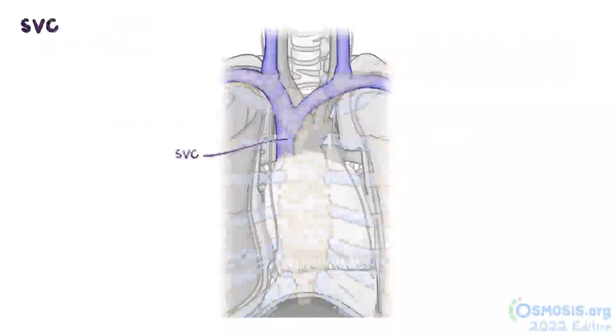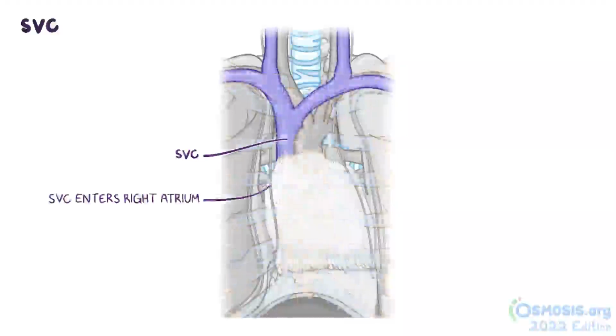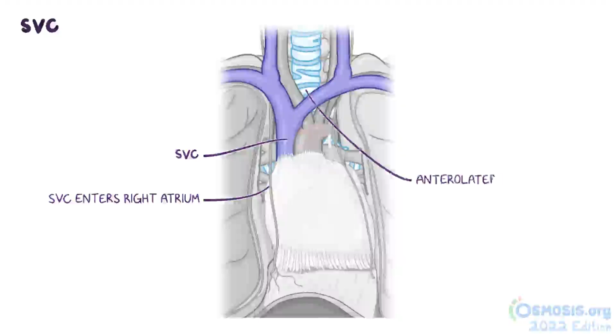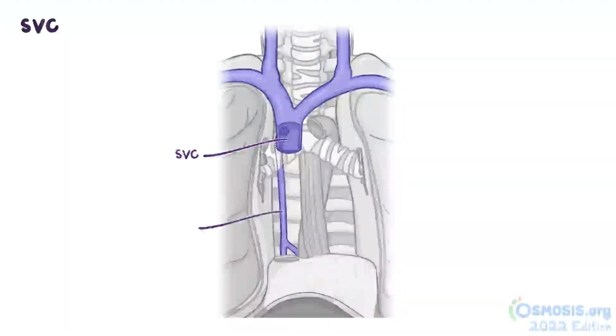Now, the SVC then passes inferiorly and ends at the level of the third costal cartilage, at which point it enters the right atrium. The SVC lies on the right side of the superior mediastinum, anterolateral to the trachea and posterolateral to the ascending aorta. The SVC is anterior to the root of the right lung, and the azygous vein drains into its posterior surface.